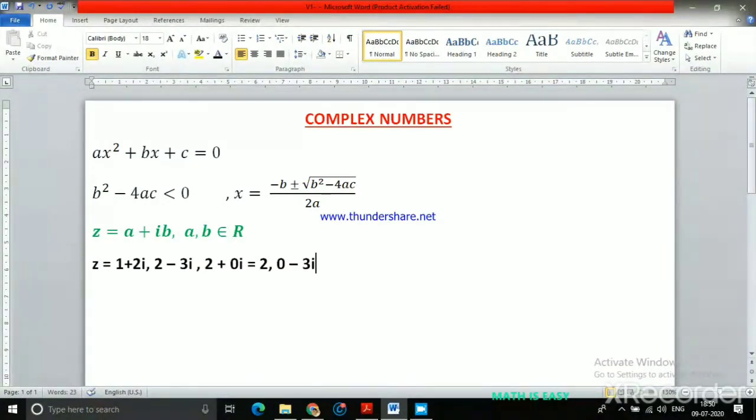This is another example of a complex number. Or you may write 1 upon 2 plus 3 upon 5 i. So this is also another complex number. Here the a value and b value both are fractional numbers.